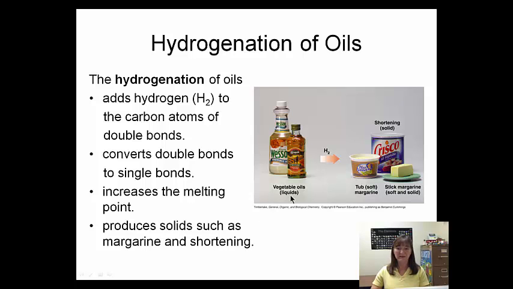So if you look at this picture, we start off with oils that we get from vegetables, and when you hydrogenate them, that's how we make margarine and some of our shortenings and things. So hydrogenation breaks the carbon-carbon double bonds and increases the melting point.